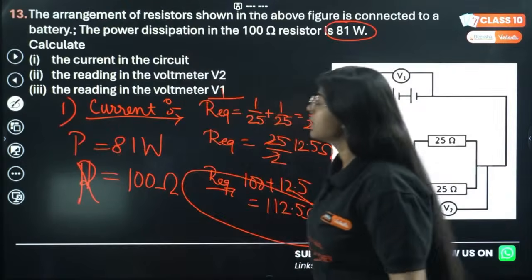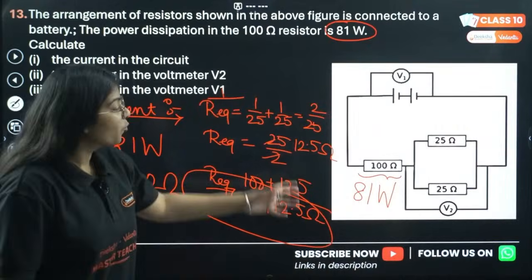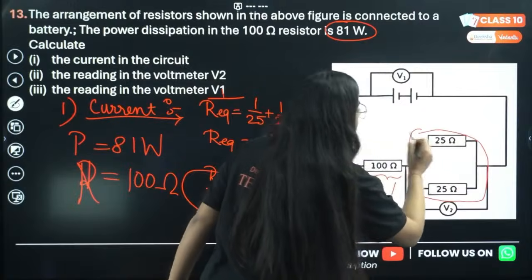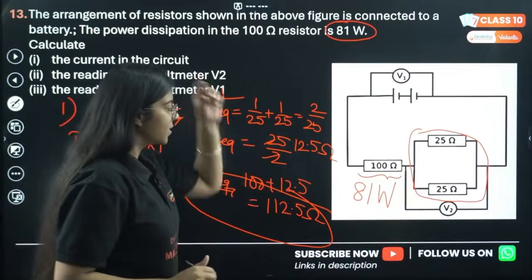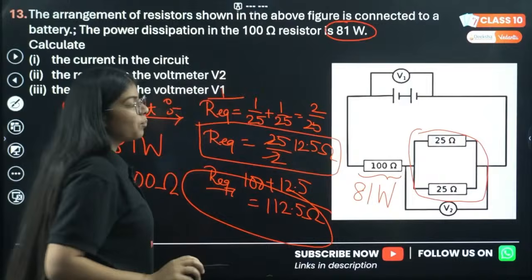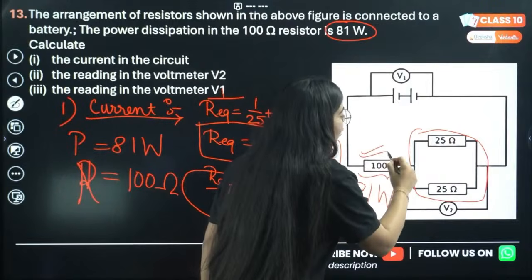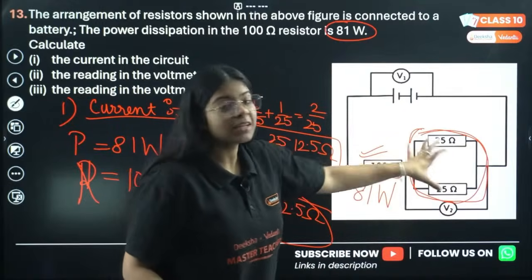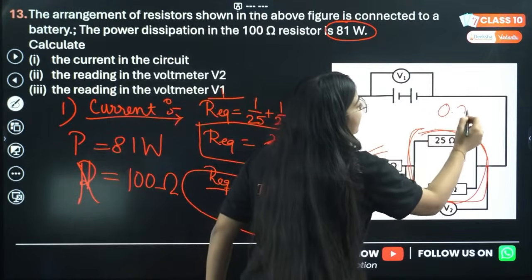Let's look at the second part, the reading in the voltmeter V2. Now V2 is connected to both of these resistances. And see, that's why we found the equivalent resistance first. So the equivalent resistance of these two is 12.5. And this 100 ohm and this whole part are in series. So the current will be the same in both of these, that is 0.9 ampere.